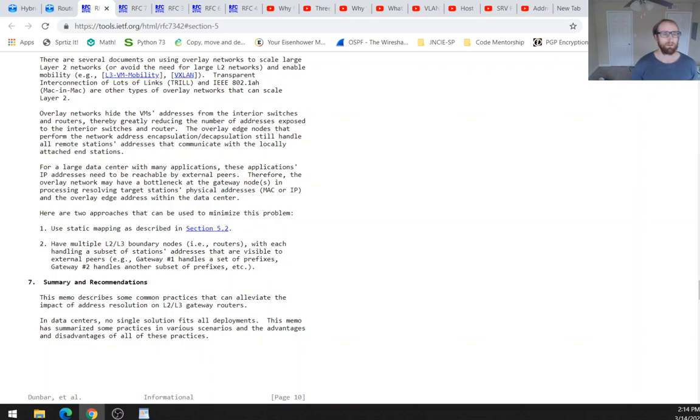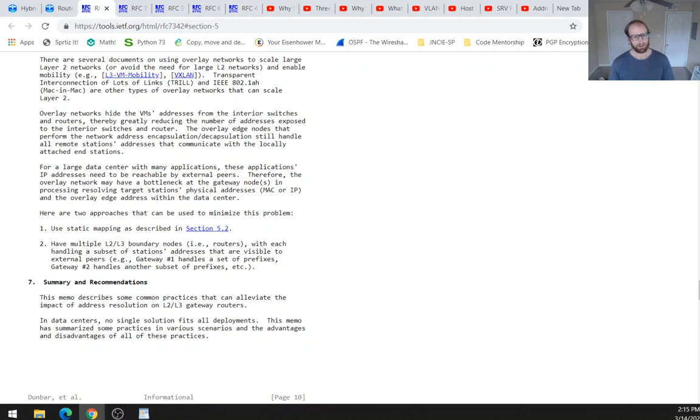These are other types of overlay networks that can scale layer 2. Overlay networks hide the VM's addresses from the interior switches and routers, thereby greatly reducing the number of addresses exposed to the interior switches and routers. The overlay edge nodes that perform the network address encapsulation/de-encapsulation still handle all remote stations' addresses that communicate with the locally attached end stations.